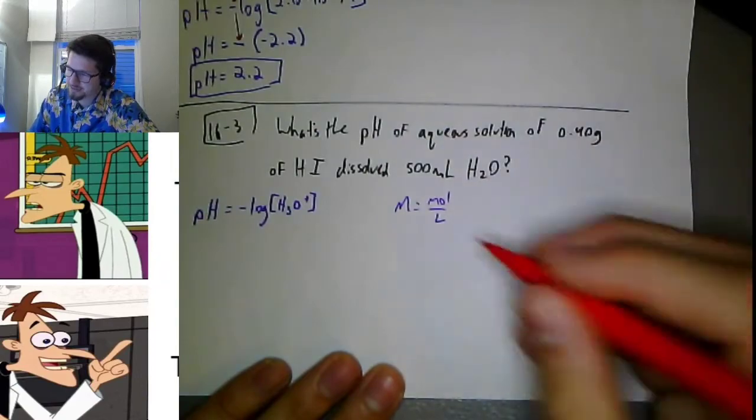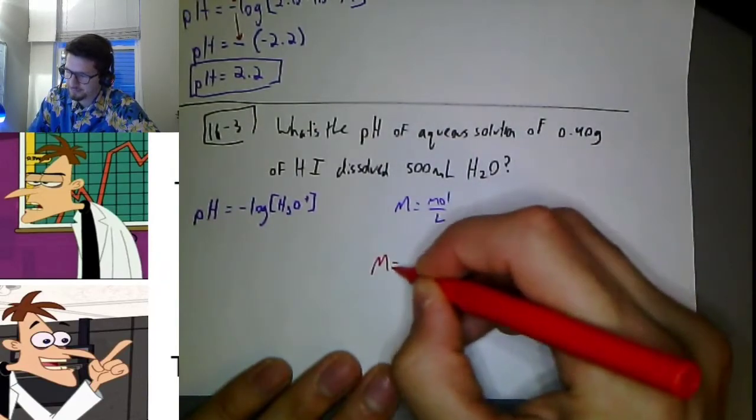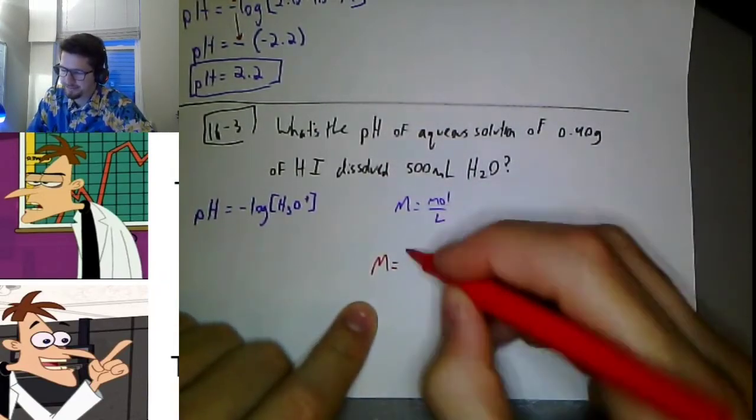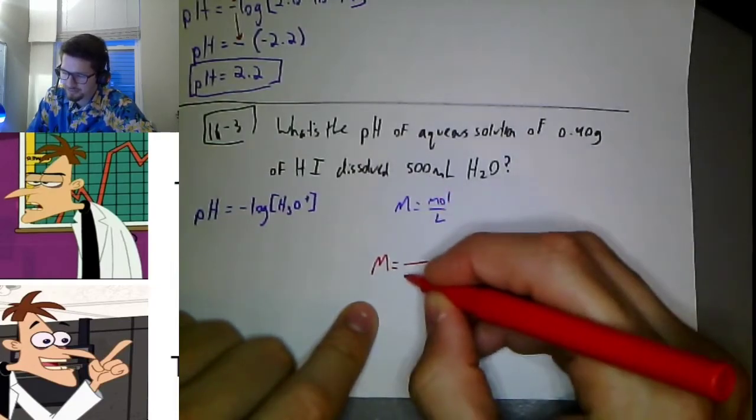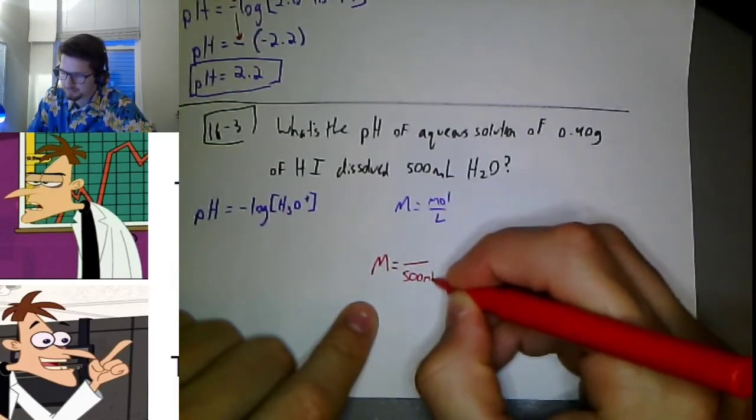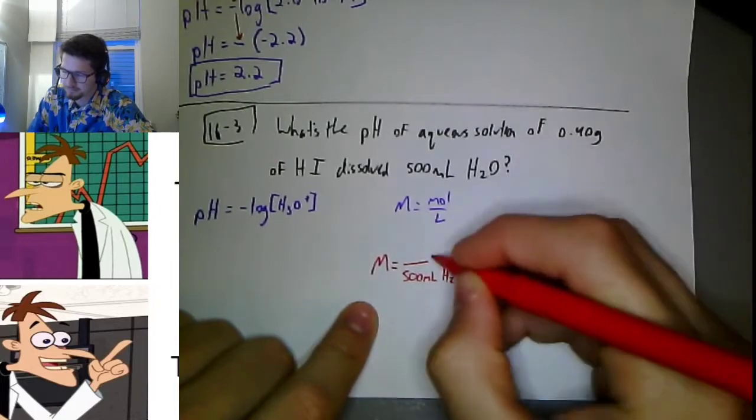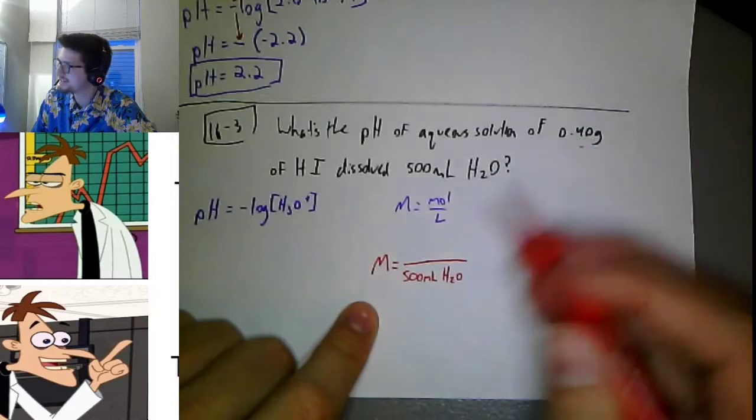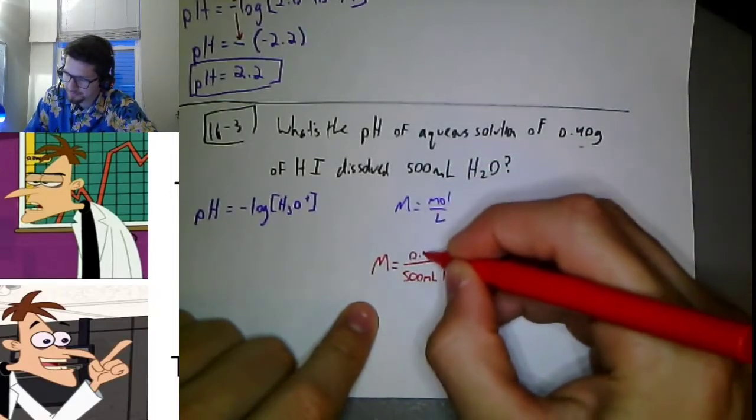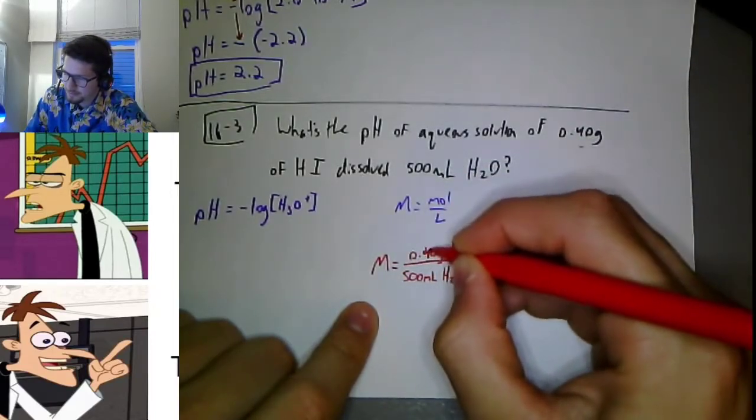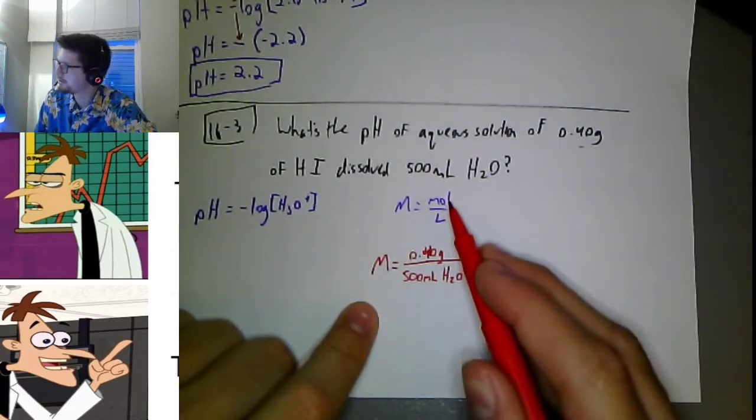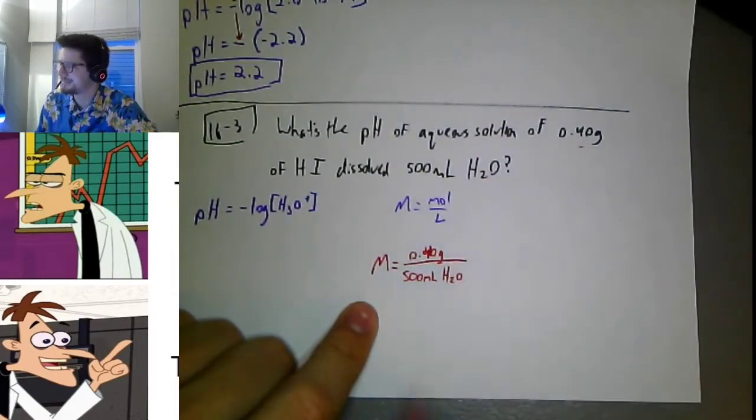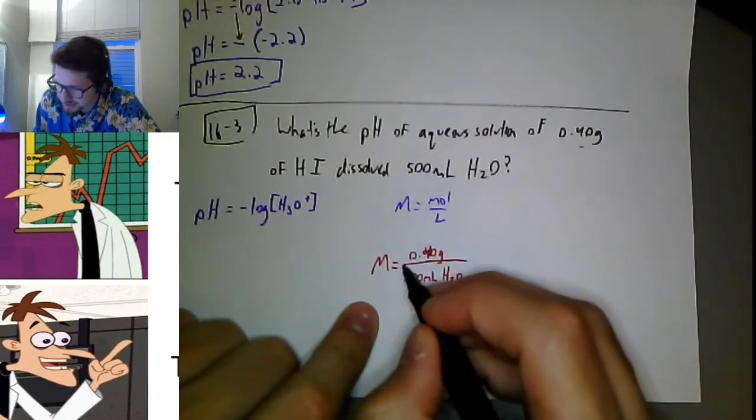So if my M equals moles over liters, then what would my liters be? 500 milliliters. All right. And I don't have moles, so I guess I'm just going to have to settle for grams. So these grams need to be moles, and these milliliters need to be liters. So I've got some conversions to do.